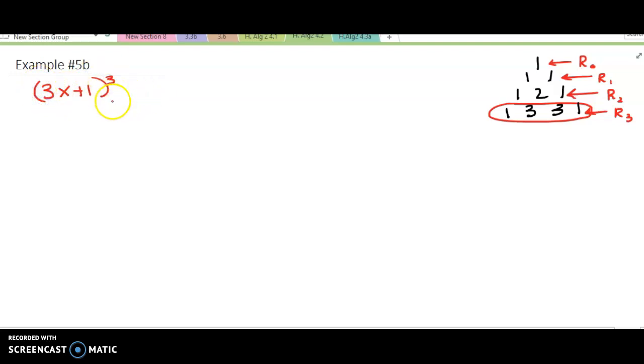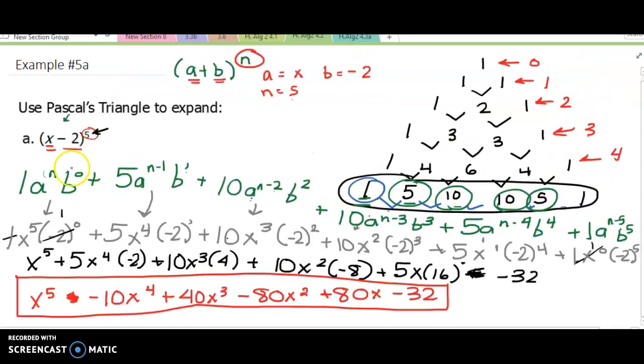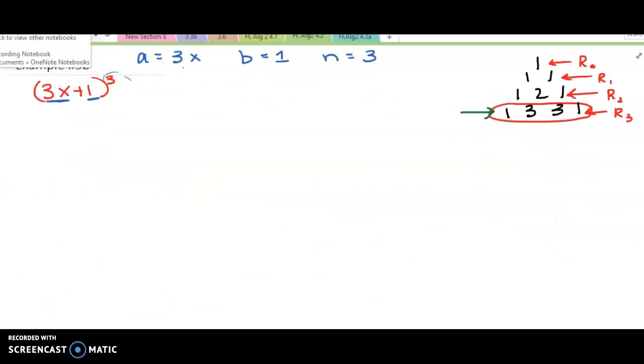Okay, so now I want you to pause this and pull out your a, your b, and your n. Okay, so your a is always your first term, so it's 3x. Your b is your second term, which is 1, and your n is your power. So we have 3x, 1, and n. Okay, now's the hard part. I want you to try to take this and write it like we did here, this term right here. You don't have to plug in your a and your b yet, just write it out. So pause this and try that step.